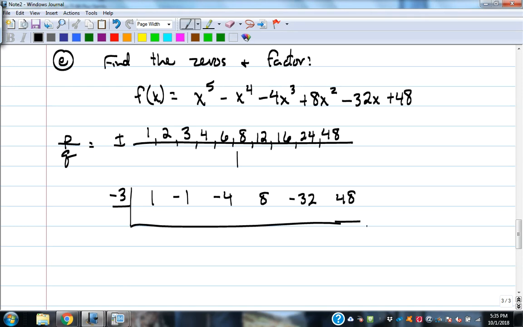So a little long on the synthetic here. And I'm going to keep myself organized. You know me, I'm organizationally minded. I'm going to write a little table. I'm going to have the zero over here and the factor that goes with it on the right. Because it looks like this is going to be kind of long-ish. Okay? So let's run that synthetic through with the -3. So I'll drop the 1 down, multiply.